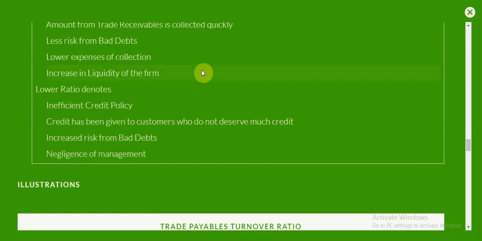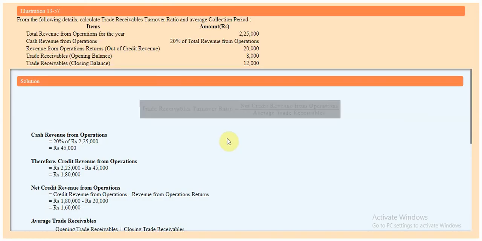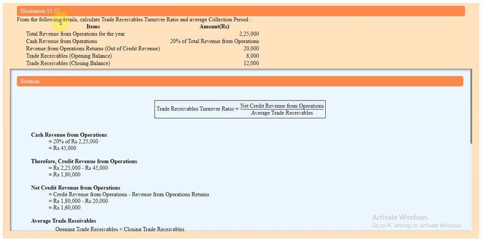Having understood this, we will move to the problems for trade receivables turnover ratio. This is illustration 57. We are asked to calculate the trade receivables turnover ratio and the average collection period from the following information. What are the information that are given to us? We have the total revenue from operations, we have the cash revenue from operation, and we have the revenue from operations returns, which is like the sales returns that are out of the credit revenue. And then we have the trade receivables opening balance and the trade receivables closing balance.